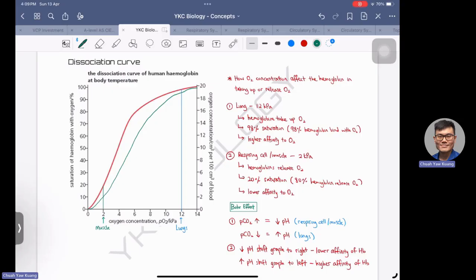On the other hand, when the partial pressure of carbon dioxide is decreasing, it is going to increase the pH, and this is normally seen in the lung. So this increase in the pH is going to cause higher affinity of the hemoglobin towards the oxygen. And thus, more oxygen will bind to the hemoglobin and form the oxyhemoglobin. Because of this, it is going to shift the graph to the left side.